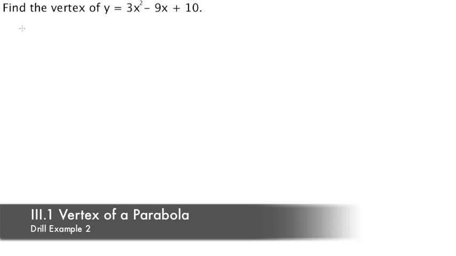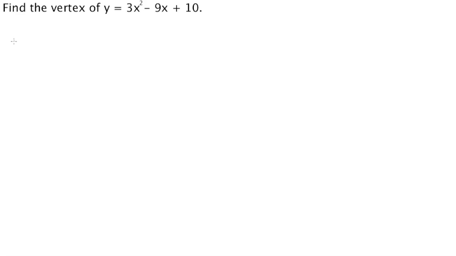Okay, so here's a little bit more difficult one. Find the vertex of y equals 3x squared minus 9x plus 10. So we're going to start off the exact same way as before. We're going to be completing the square. So I want to group together my two terms that have an x in it. So I want to group together my 3x squared term and my minus 9x term.